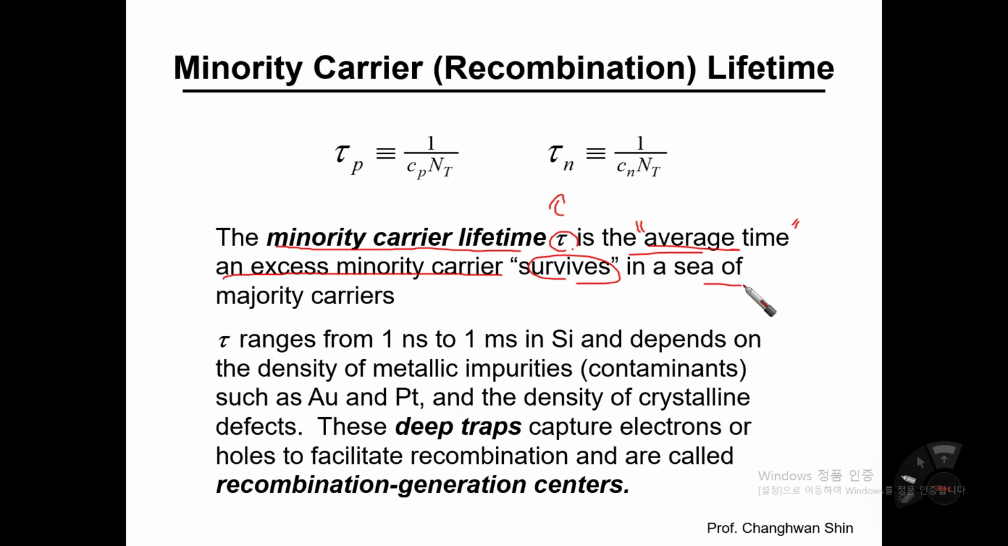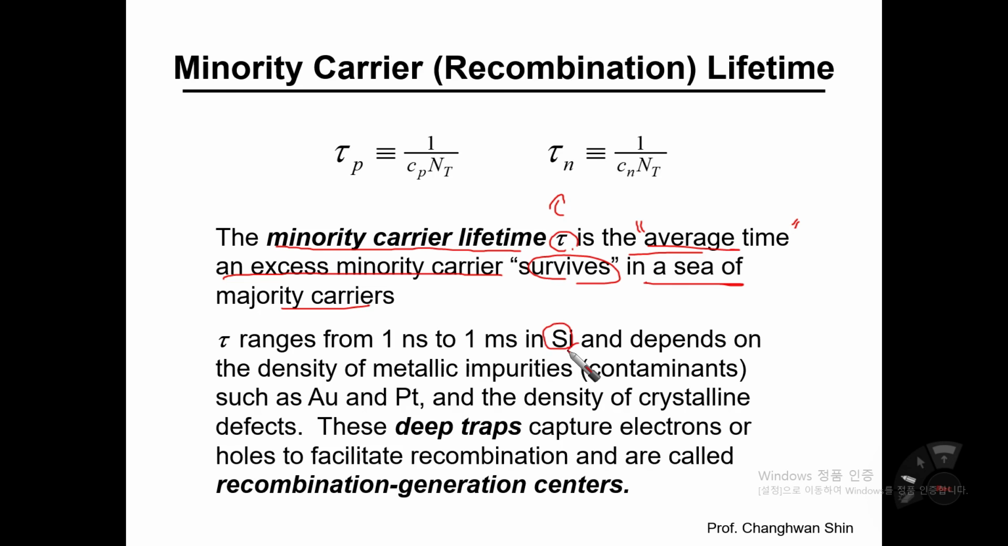In a sea of majority carriers, there are a tremendous number of electrons, and suppose that a single hole is now injected into this sea of majority electron carriers. What would happen? Many electrons would prefer to combine with the hole. Then, before recombining with the electron, how many seconds can the injected hole survive in the sea of electrons? In that concept, you may understand the lifetime.